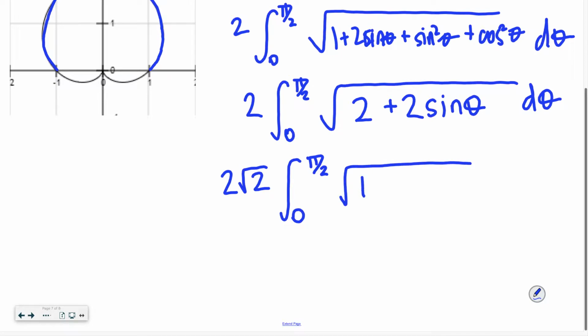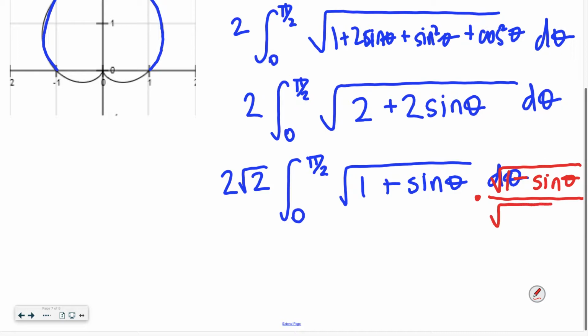So then we only have the radical of 1 plus sine theta. And this is where you're probably not going to be too excited. We can't really use u substitution for this radical because we don't have anything left over for that u substitution. We have the strategy of multiplying by a conjugate.